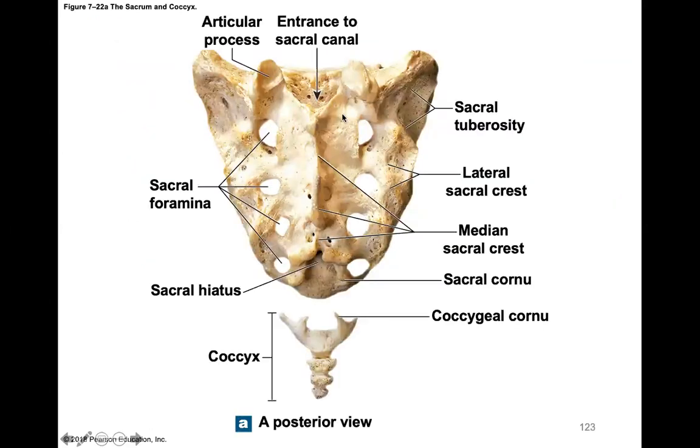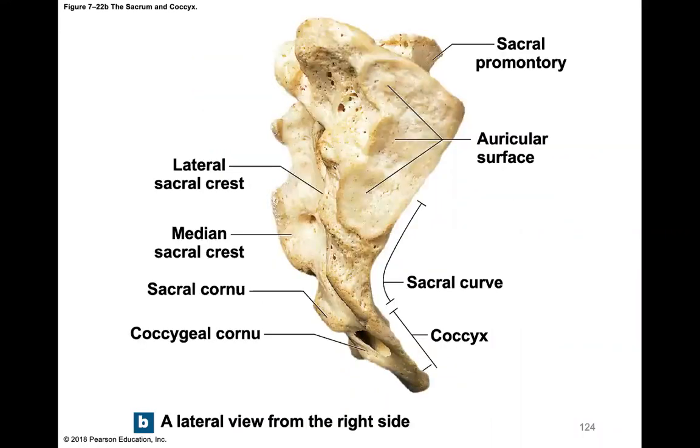Okay, so here you can see your sacrum, this structure here, and then the coccyx. So the sacrum is angling into the screen, the coccyx is angling out of the screen. Looking at that, as you can see here, you can see the sacral curve right there that's formed.